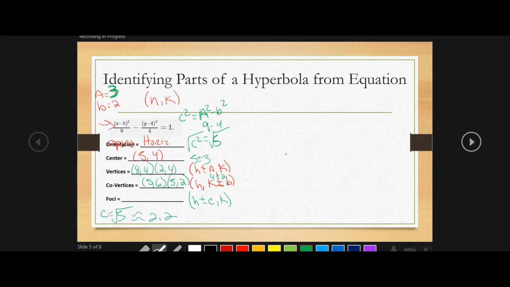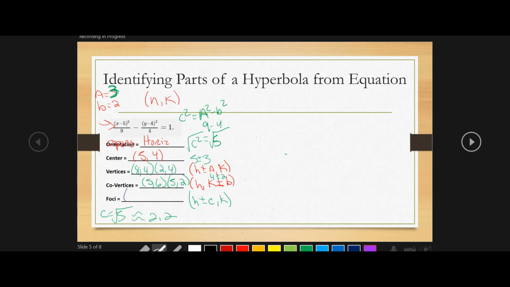And the square root of 5 is approximately 2.2. Now, for graphing purposes, I don't always really care if you put the focus or not. But again, there might be a question or two that asks you for the focus. So you do want to know how to find it. But again, it's not necessarily of crucial importance to the graph.